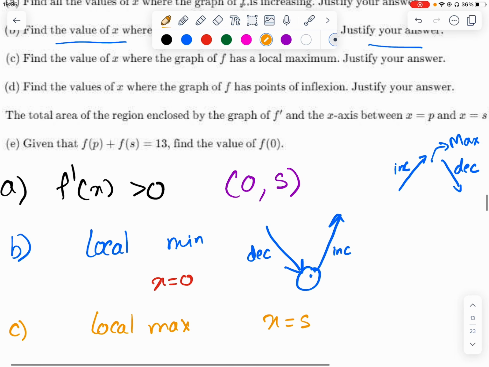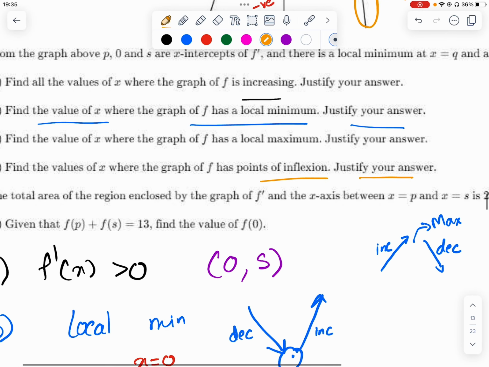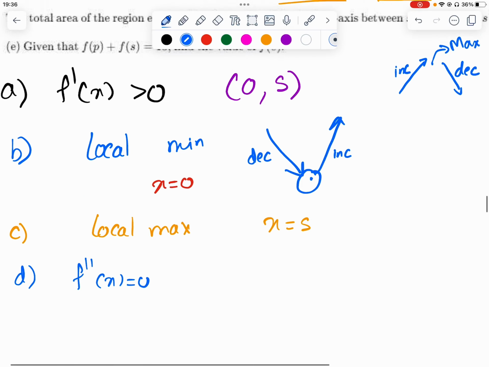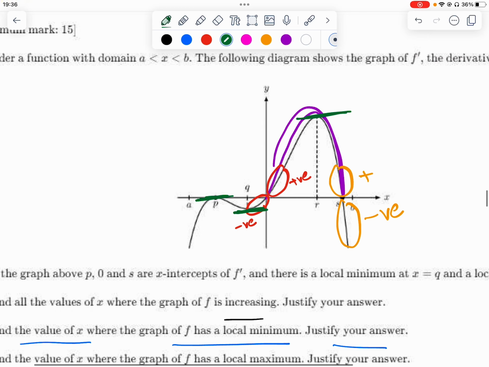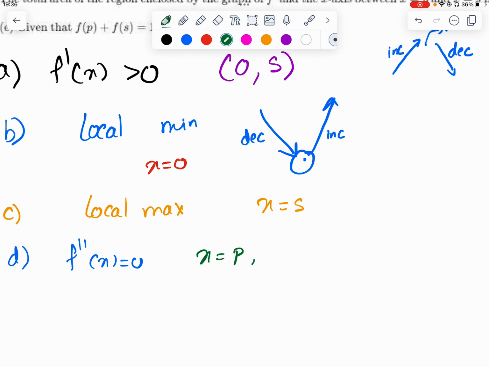Then find the values of x where the graph has points of inflection. Justify your answer. What is the meaning of points of inflection? The second derivative should be equal to 0. So these are the maximum points or the minimum points of this graph. You can see that at P it is 0, at Q it is 0, and moreover at R it is 0. So x equals to P, x equals to Q, x equals to R.